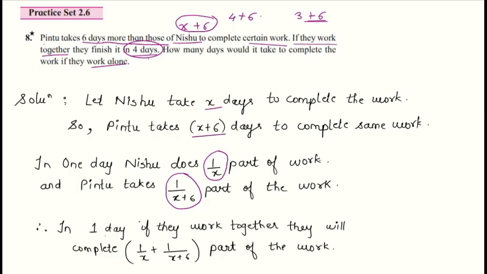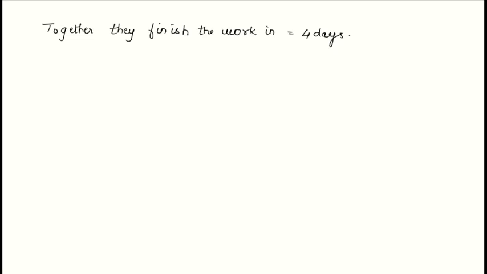Okay, this is for one day. It is given in the question that together, they finish the work in 4 days. So, how much of the work will they complete together in one day? We can say that together the work done in one day will be 1 upon 4.